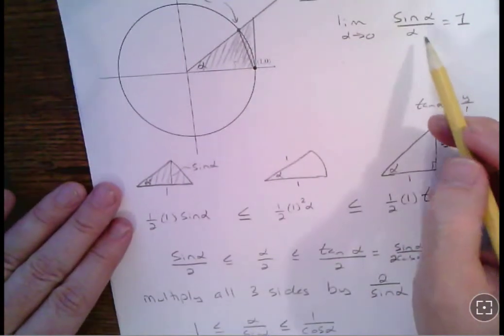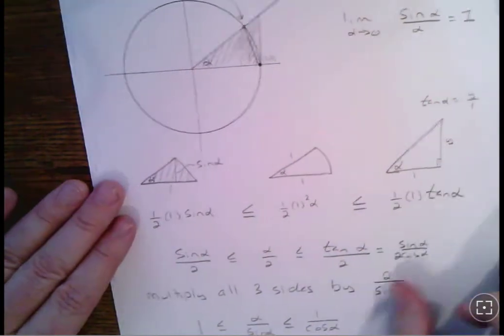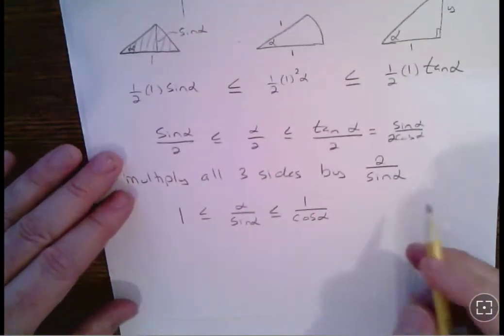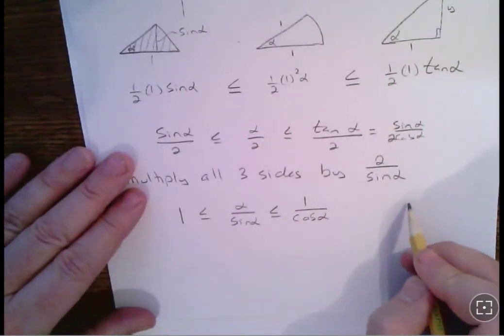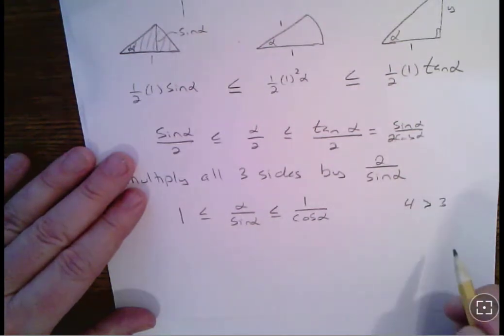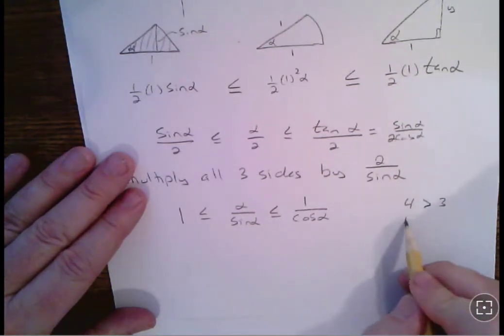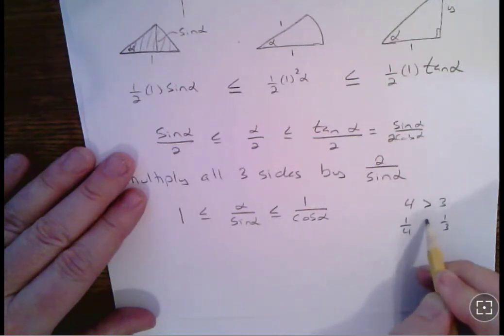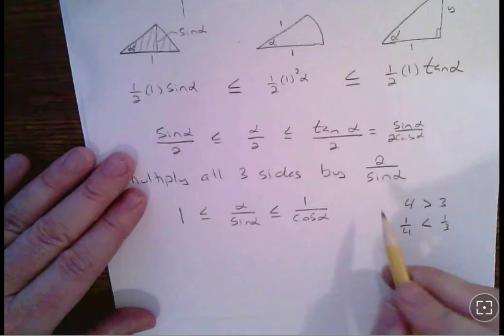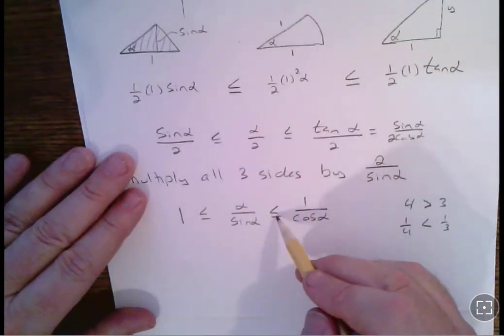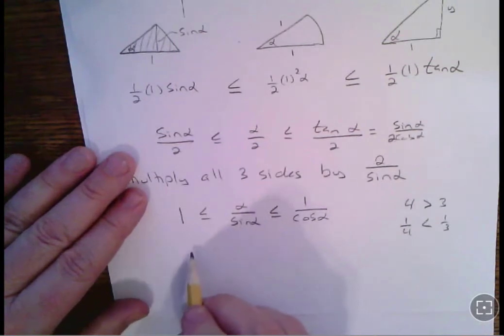My original question is I want to look at the sine of alpha divided by alpha. So I'm going to flip each one of these things over. And if you recall, when you flip both sides of an inequality over, like let's say that I had the number 4 and the number 3. So 4 is bigger than 3. But if I flip them over to get 1 over 4 and 1 over 3, now 1 over 3 is bigger. So you're allowed to flip over both sides of an inequality, as long as you flip the direction of the inequality as well.